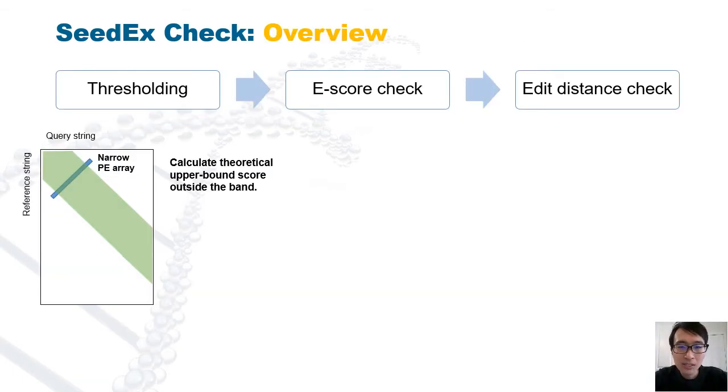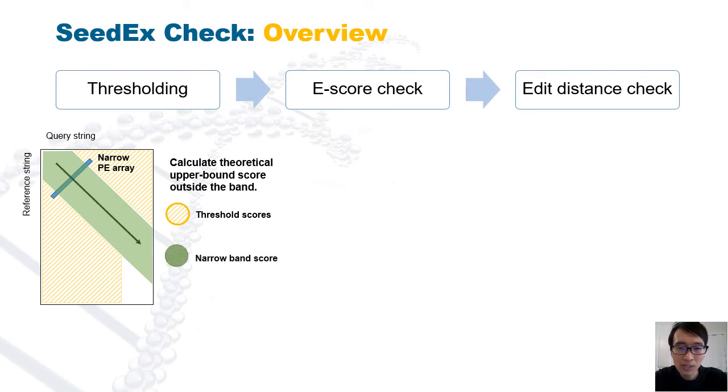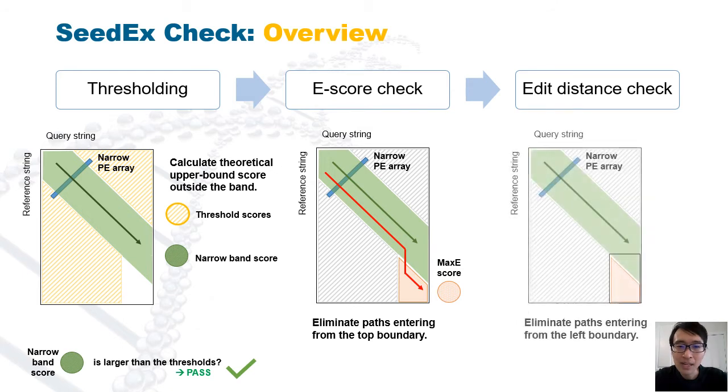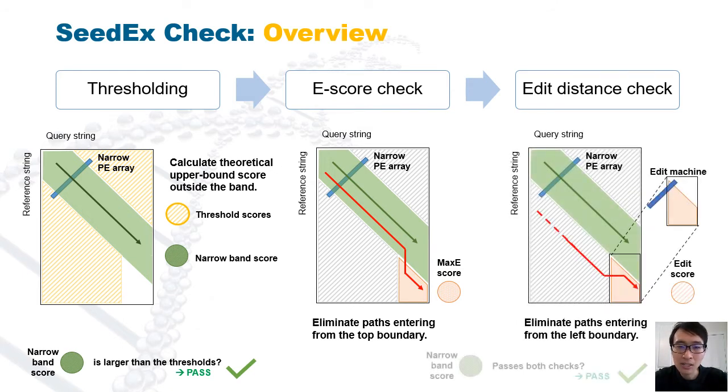Now let's start with the SeedEx algorithm. The SeedEx algorithm is composed of three checks. The first check, thresholding, calculates the theoretical upper bound scores outside a band and compares it with the narrow-band score. If it fails, we perform the E-score check, which eliminates the paths entering the red region from the top by calculating the optimistic score of such paths. Finally, a distance check performs supplemental score calculation using lightweight edit machines to eliminate a path entering from the left.